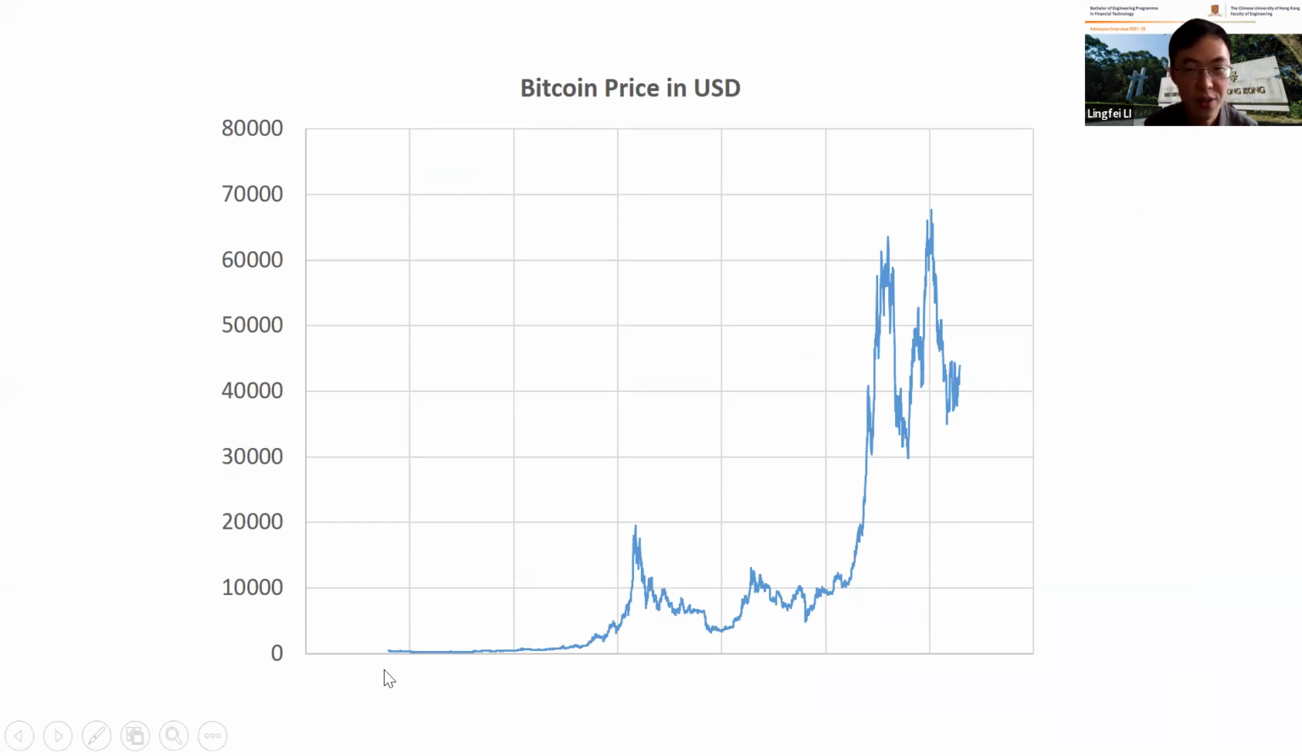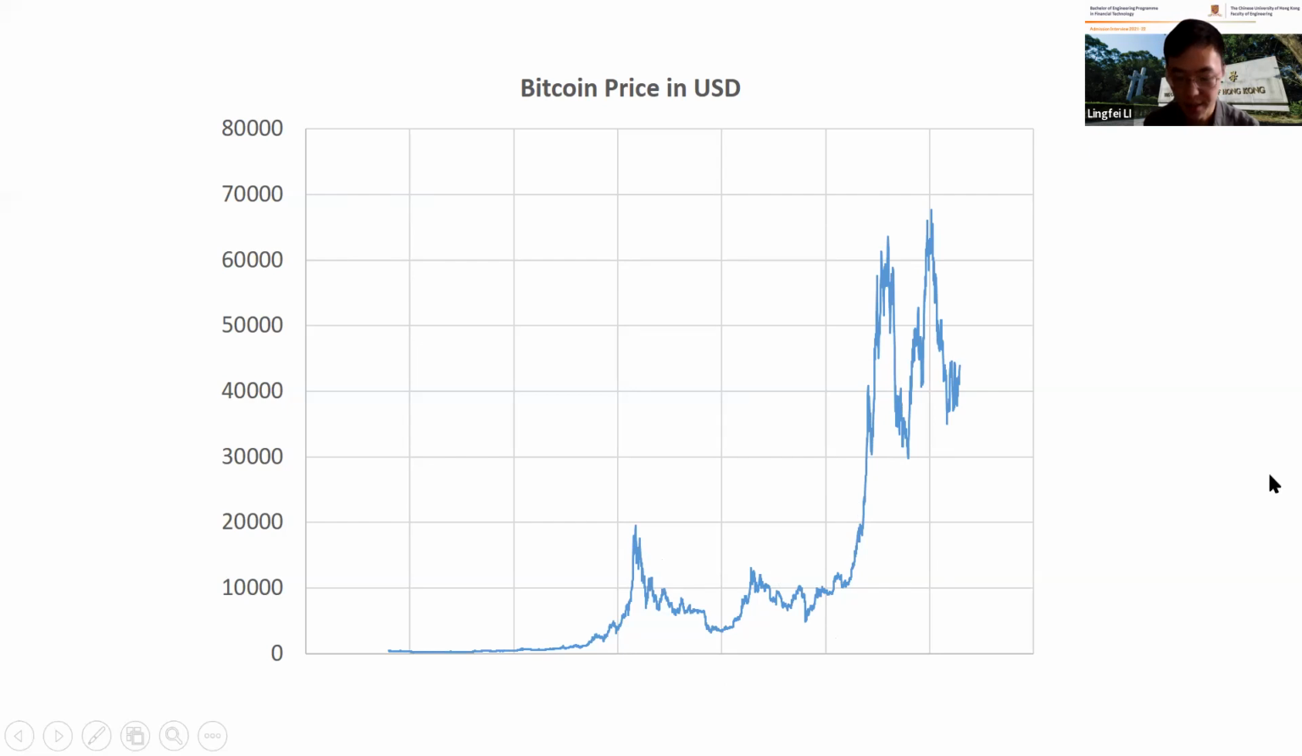So yeah, I think it started in 2013 or 2014. At that time, the Bitcoin price was quite low. But then you can see over this 10 year period, its price has gone up dramatically. But at the same time, you also see very volatile behavior. The price is actually very, very volatile for Bitcoin.